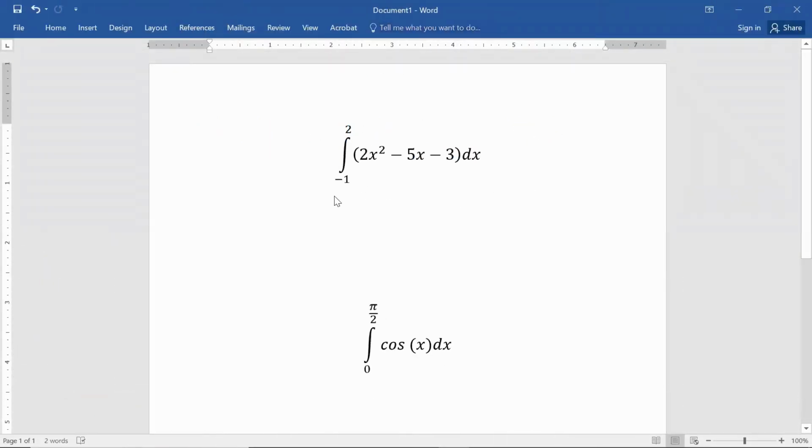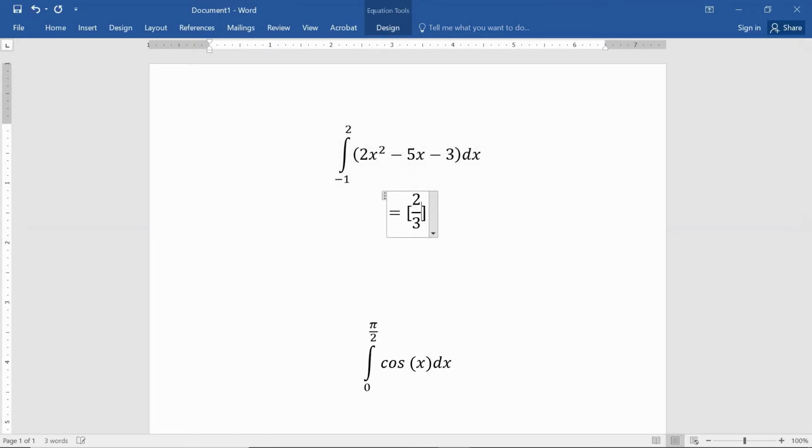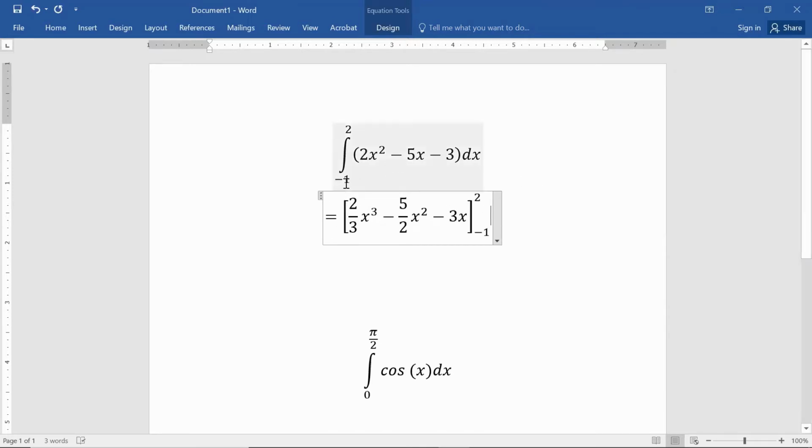In this first integral, we take an antiderivative of our inside function. One antiderivative is going to be 2/3 x to the third minus 5/2 x squared minus 3x plus the constant of 0. We're going to be integrating between -1 and 2. Notice we're going from -1 up to the number 2.